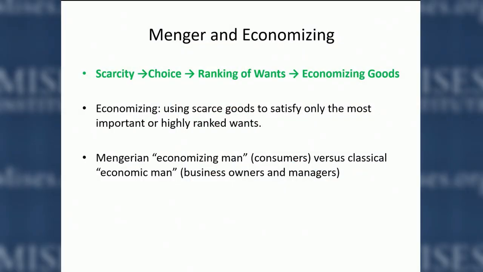So for the classical economists, the economic man, the homo economicus, was simply someone who wanted to gain as much wealth as possible. But Menger replaced the economic man with the economizing man, someone who wants to get the most satisfaction, who wants to satisfy the most important wants with the limited means at his or her disposal. Okay. So economics to Menger was not about businessmen making decisions about where to buy and where to sell, though it, of course, explains all that. It's about satisfying the most important wants.